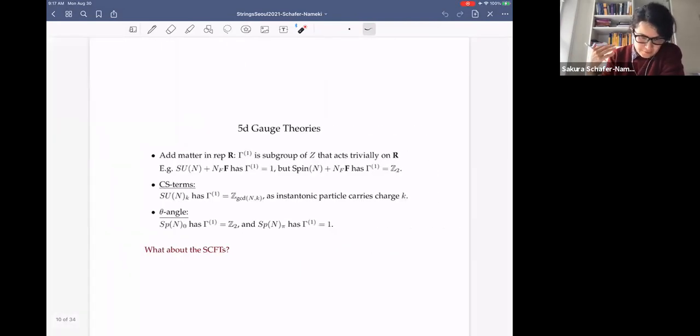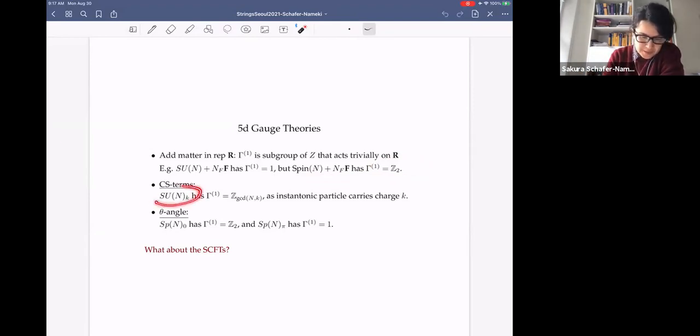And of course, if we add matter to these pure gauge theories, and the matter is charged under the center, you will potentially break the one-form symmetry. So if you have SU(N) with fundamentals, one of the theories that many in 5D will look at, they don't have any one-form symmetries. But Spin(N) with N_f will, for example, have a Z_2. And what's also interesting in 5D is that we have instanton particles. They can also be charged, and so they can also break the one-form symmetry.